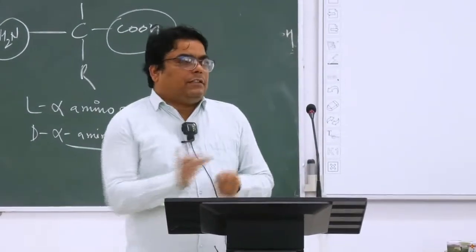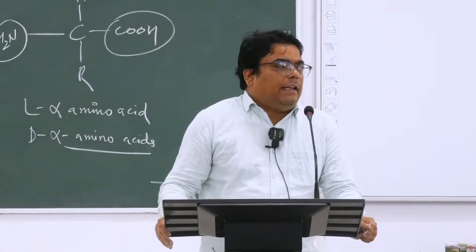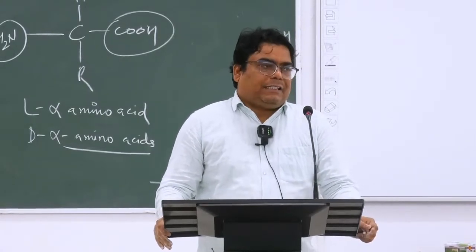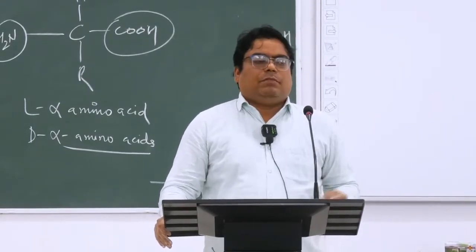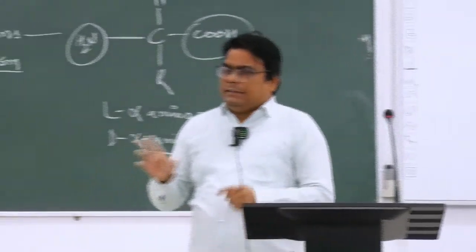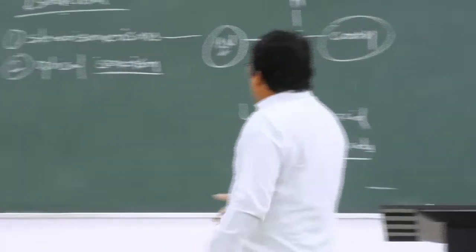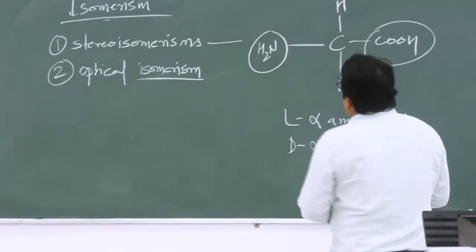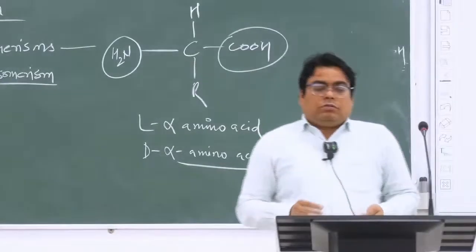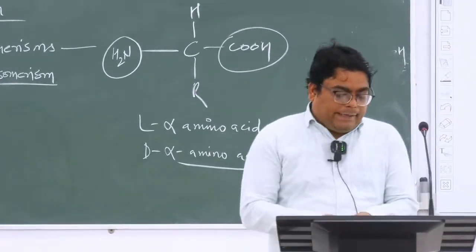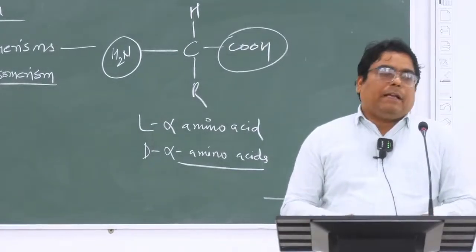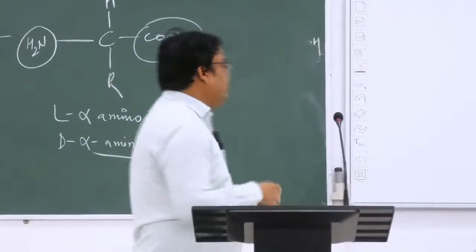On the basis of the groups, we divide them into L alanine and D alanine. You understand? They are mirror images. If you read a book, you will easily understand what I am talking about. Okay. Now the third property is the chemical properties of amino acids.